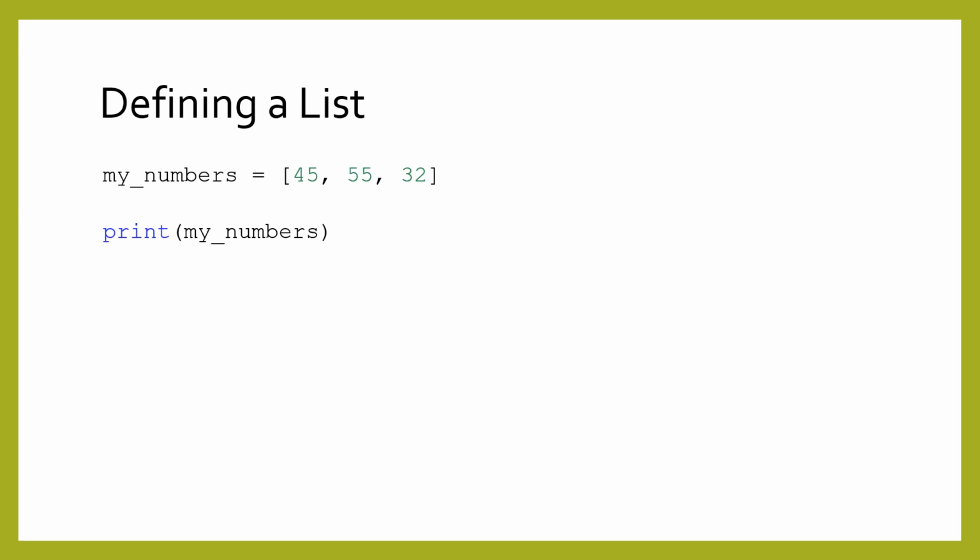We create lists using square brackets on their own. Each value that we want to put into the list is separated by commas. The square brackets are critical to making this a list. Without them, it is not a list.